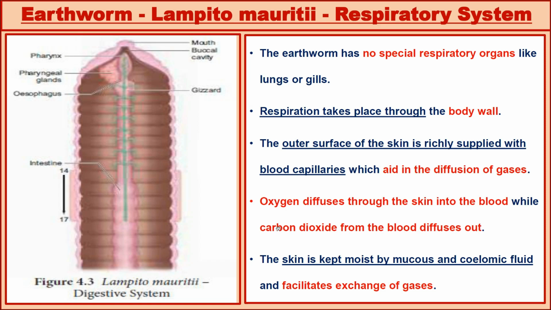Respiration in earthworm takes place through the body wall. It has no special organs like lungs or gills. It takes place only through the body wall. The outer surface of the skin is richly supplied with blood vessels that will aid in the diffusion of gas. Oxygen diffuses through the skin into the blood vessels, while the carbon dioxide from the blood will diffuse out. The skin is kept moist always by the mucus and the coelomic fluid, and this will facilitate the exchange of gases.